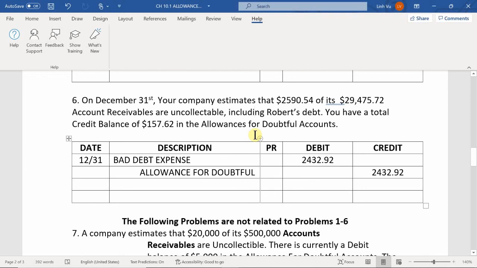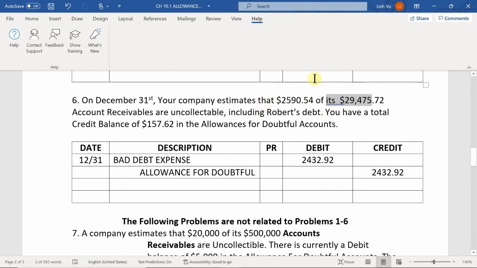It's 2,900. Sorry. What's this right here? An account receivable. This is the total. That's your total accounts receivable. Yes. And what is the percentage or the relation between the 2,590.54 and 29,475.74? What is the relation? This is how much you're estimating that you're not going to collect out of this much money.